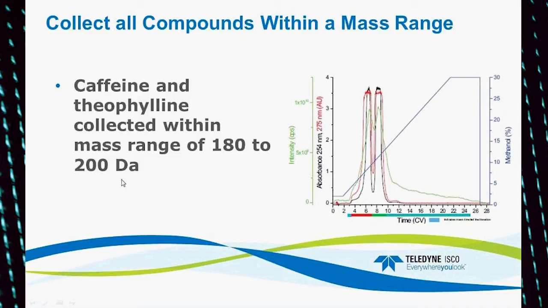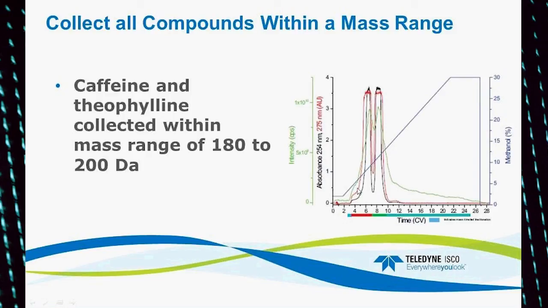from 180 to 200. And so in this case, our mass spectra, which is difficult to see, but it's the green trace in the back, you can see where it went up for the caffeine peak, it came back down and started up again for the theophylline peak. And so we're looking at any response between 180 and 200 Dalton. And so that's what activated the mass spectra signal that you see in the background.